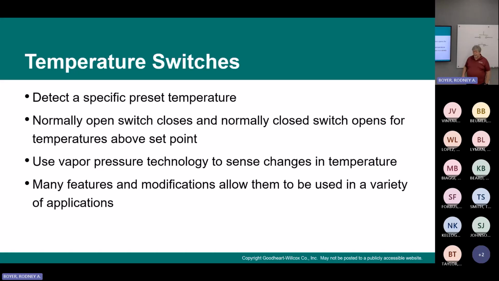Temperature switches are designed to detect a specific preset temperature. From the open closes and from the closed opens. It says for temperatures above a set point. That is not necessarily true. Think about your thermostat at home. The contact closes whenever the temperature falls below the set point to turn the furnace on.